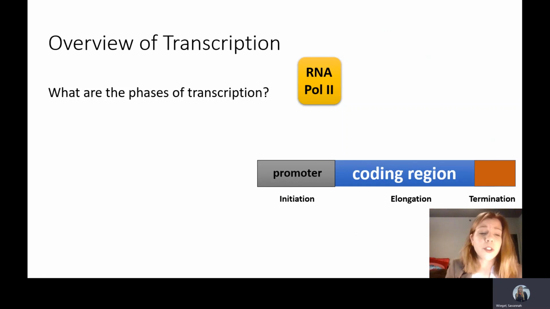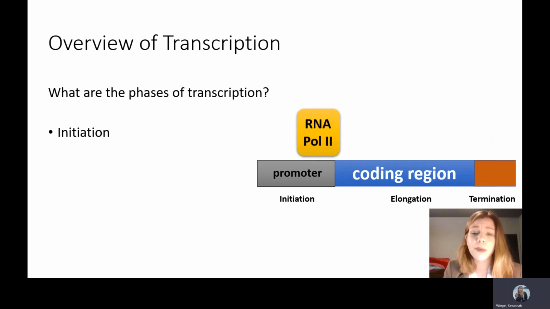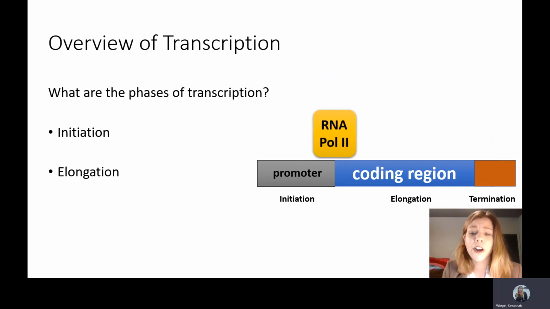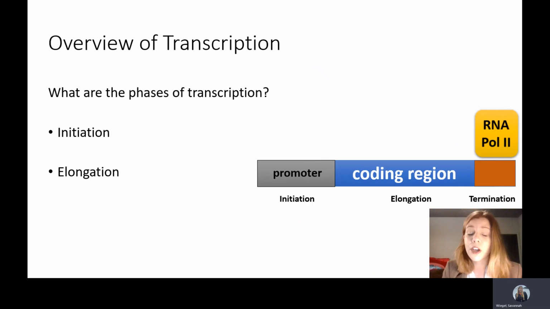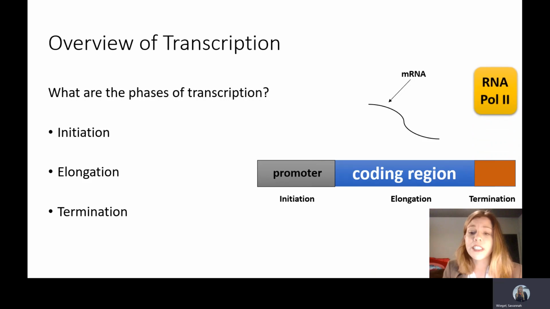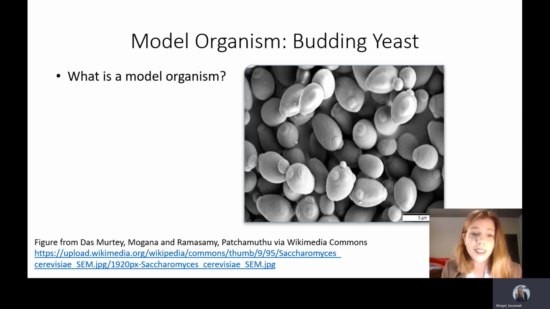And so a brief overview of transcription. The phases of transcription are initiation, where the DNA opens up and RNA polymerase II binds to the promoter, and then elongation, where RNA polymerase II travels across the coding region of the gene, synthesizing mRNA, which is messenger RNA. And in the final step, which is transcription termination, RNA polymerase II falls off and the mRNA is further processed before translation.